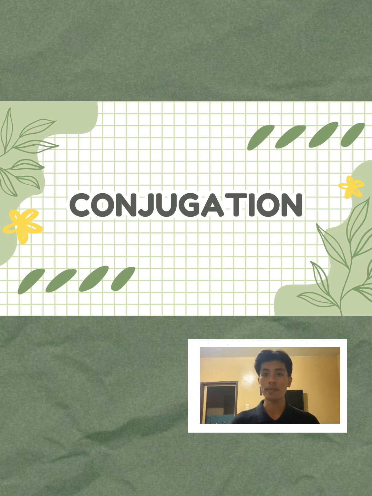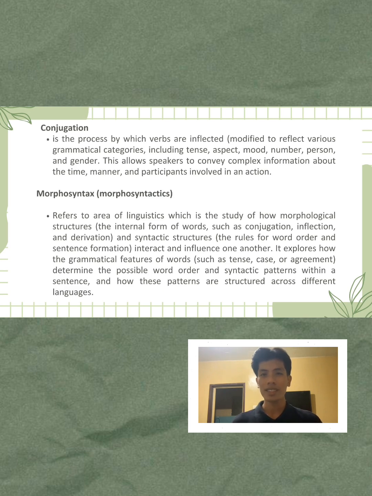I am Christian Jude, and I will be discussing the last topic under syntax, which is conjugation. Firstly, we need to define what conjugation is. Conjugation is the process by which verbs are inflected or modified to reflect various grammatical categories, including tense, aspect, mood, number, person, and gender. These allow speakers to convey contextual information about the time, manner, and participants involved in an action.